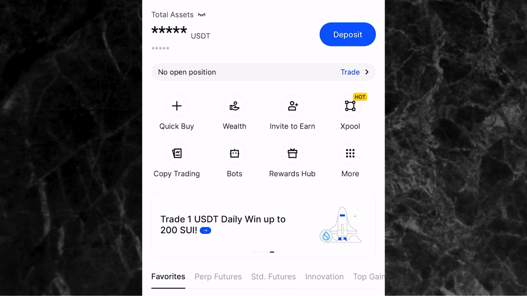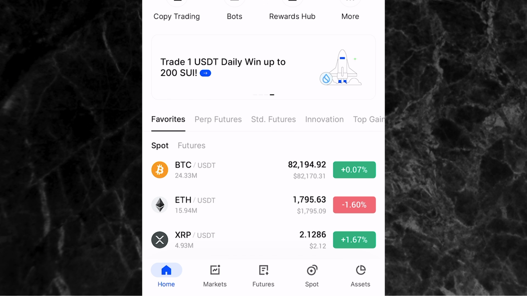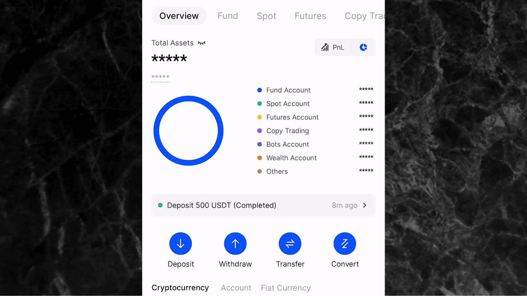Now, straight to the point, how do you make money with copy trading on the BingX app? The first thing you want to do is to make sure that you have your money in your wallet. To go to your wallet page, you come right here and click on Asset, where the arrow is pointing to. And right here on the screen is your asset page on the BingX app.